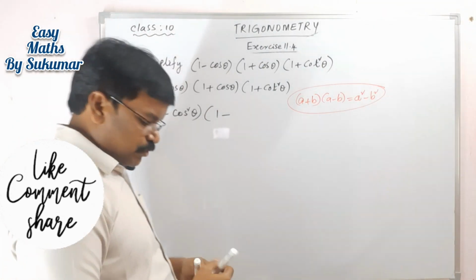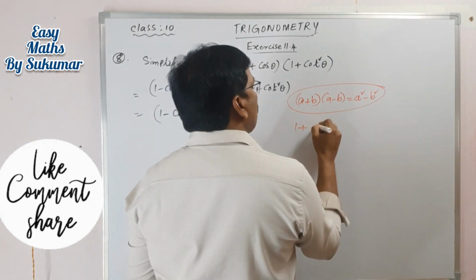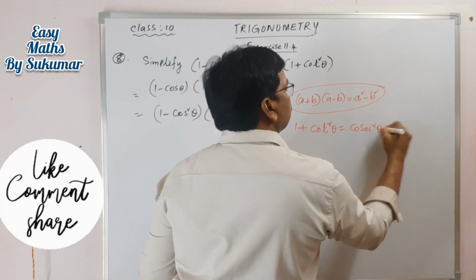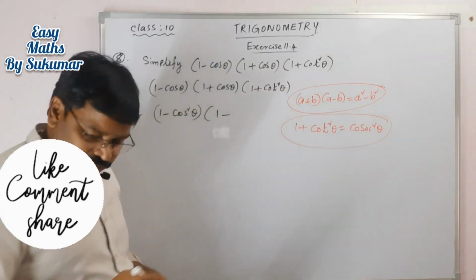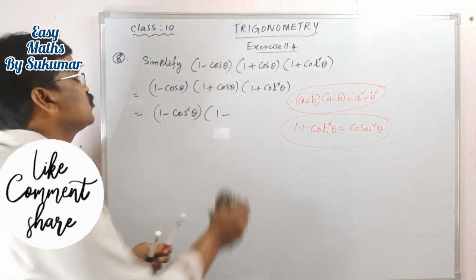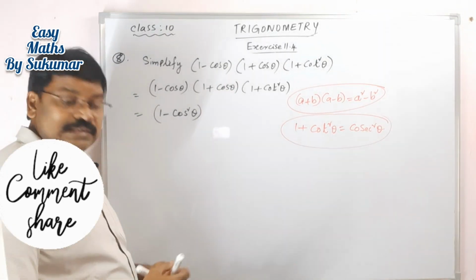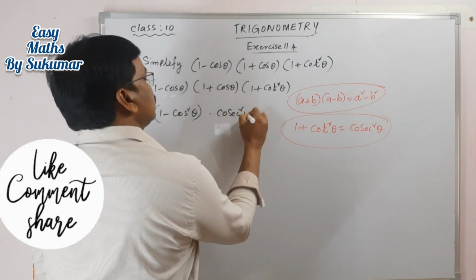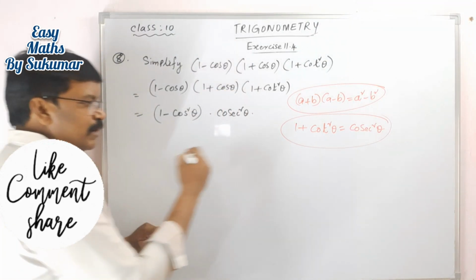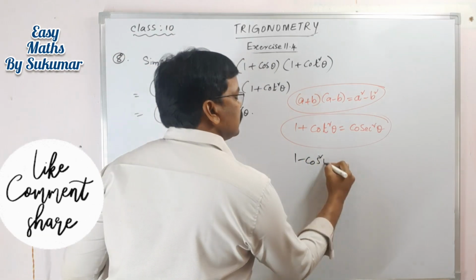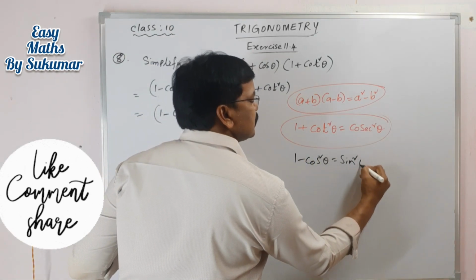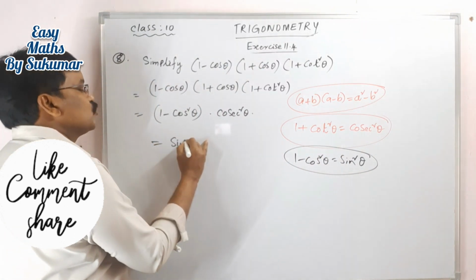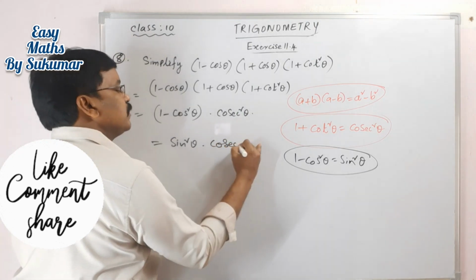See, my dear students, here I forgot to write: 1 plus cot square theta means what? That is cosecant square theta. So we can write 1 plus cot square theta as cosecant square theta. Now what is 1 minus cos square theta? That is sin square theta. So it becomes sin square theta into cosecant square theta.